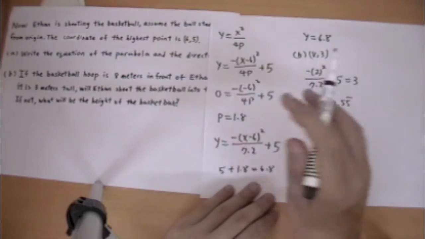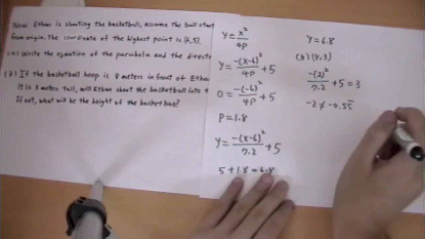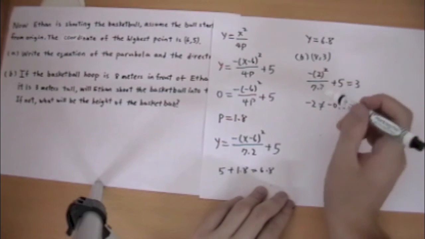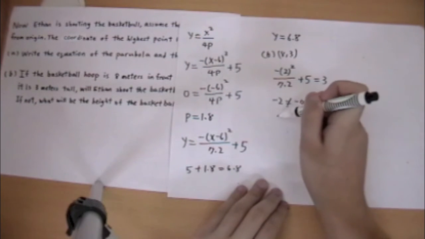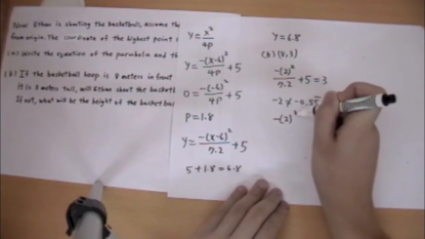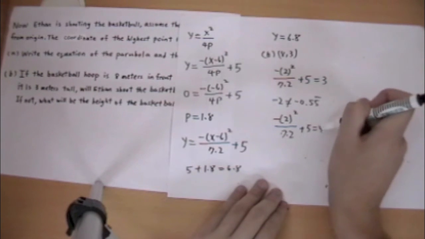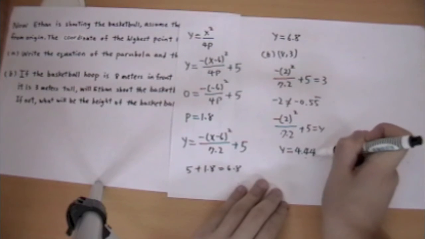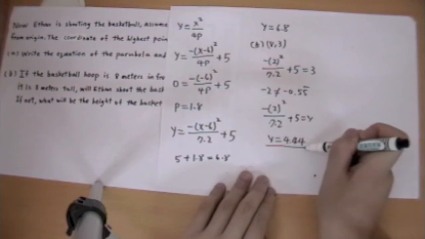And now we need to find the height of the basketball at that point. We know that the horizontal distance will always be the same, so we still use the 8. So basically plug 8 into the equation and try to find y, which is the height of the basketball at that point. So we plug in, and we get negative 2 squared over 7.2 plus 5 equals y. We get y equals 4.44. So we know the height of the basketball at that point is 4.44 meters tall.